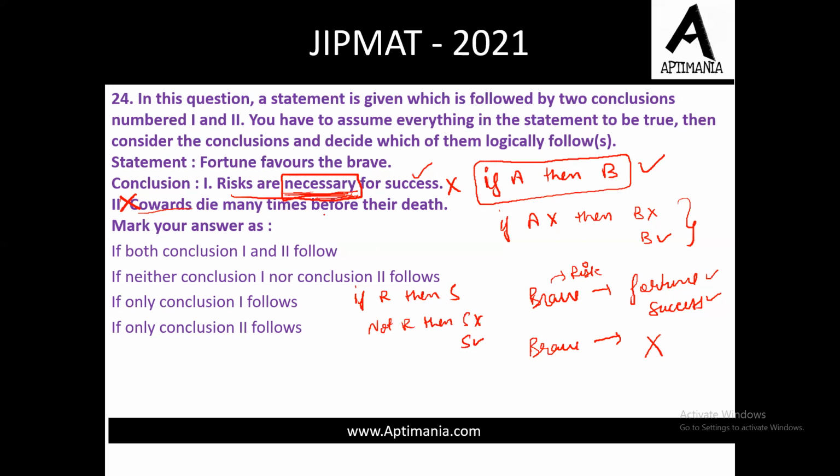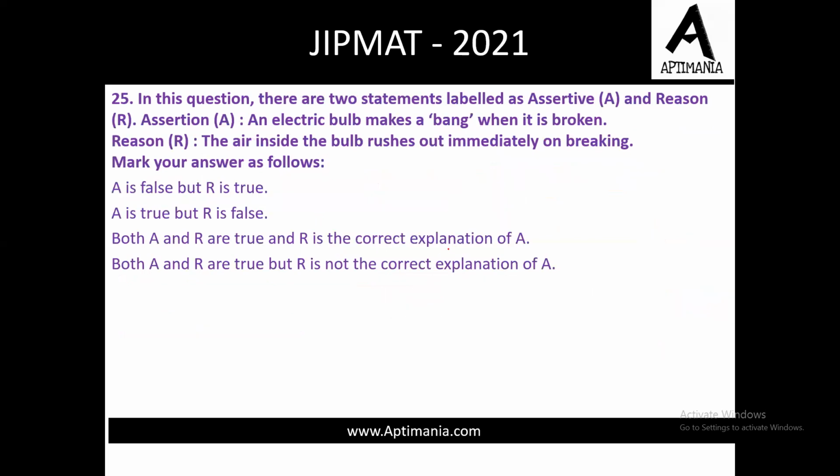So I think the correct answer should be neither one nor two. Next, in this question there are two statements labeled as assertion and reason. Assertion is given as: an electric bulb makes a bang when it is broken. Now the reason is: the air inside the bulb rushes out immediately on breaking. We have to tell whether assertion and reason are correct, and if they both are correct, is the reason the correct explanation of the assertion? Right?